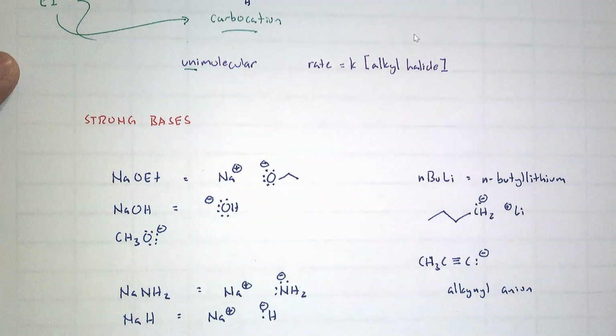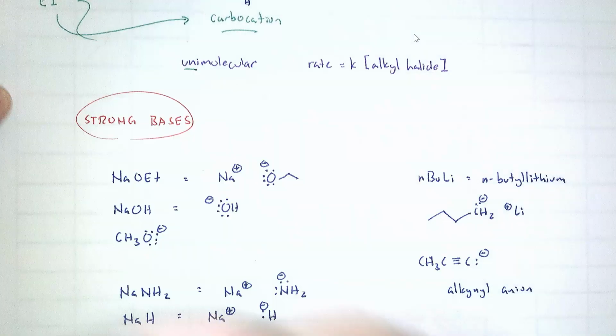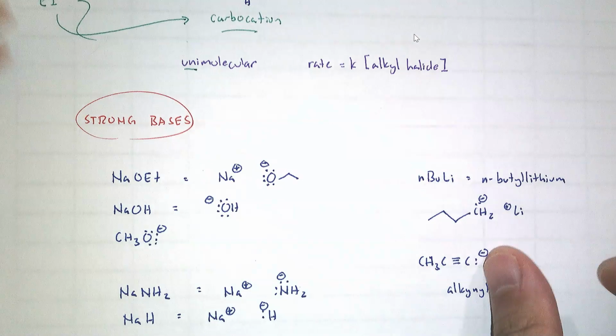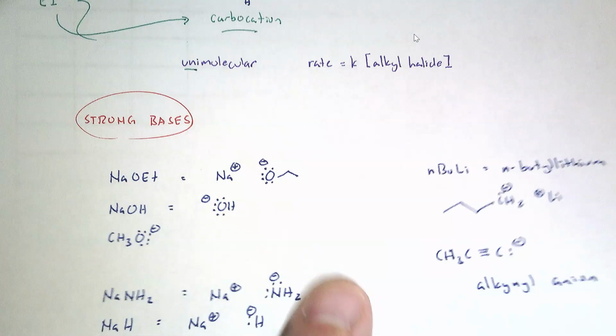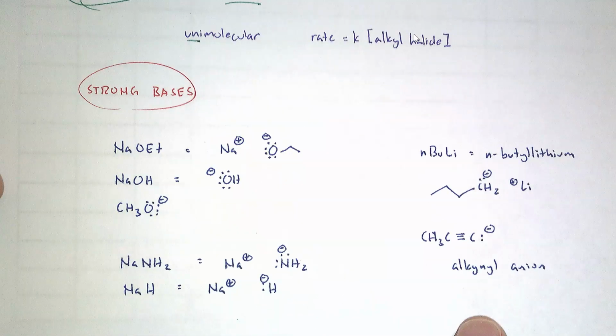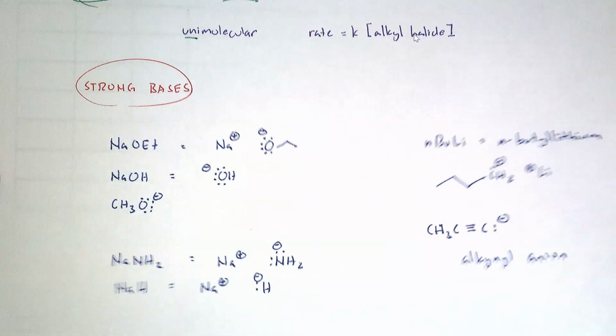Okay, strong bases. The weak bases are even easier. You notice that all these strong bases have anions, negative charged atoms. The weak bases are all neutral. And let me show you some common weak bases that we can use for eliminations.